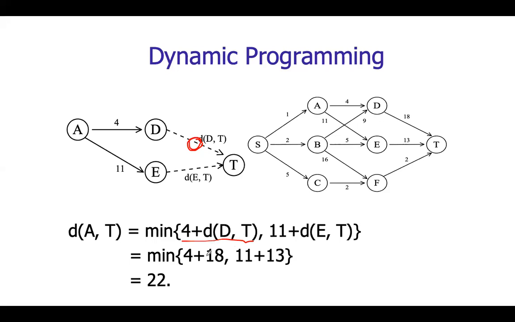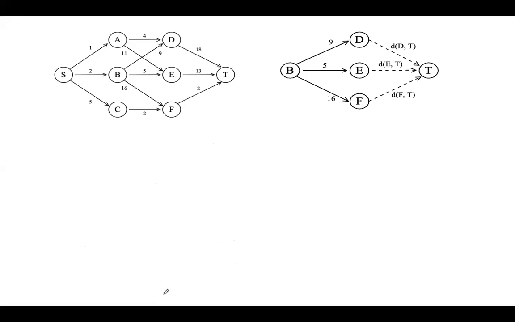So distance of D to T, we know that is 18. Distance of E to T is nothing but 13. So this is 22, this is 24. The minimum among these two is 22. So 22. Finally, we got the distance from A to T. Okay, minimum distance. There were two paths here. Among these two paths, 22 is the least cost, which we will store. And then next is distance of B to T.